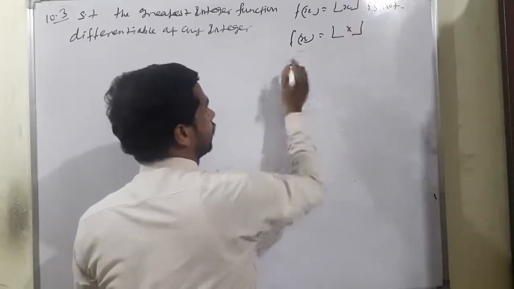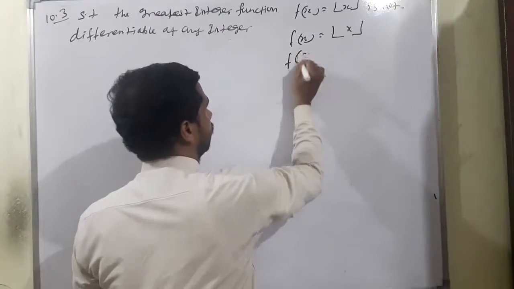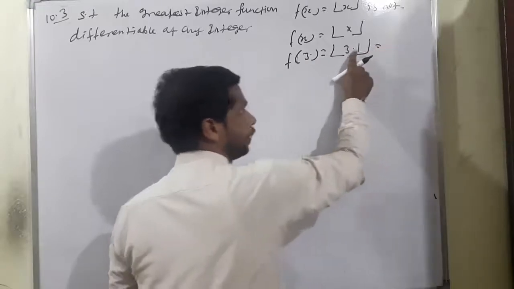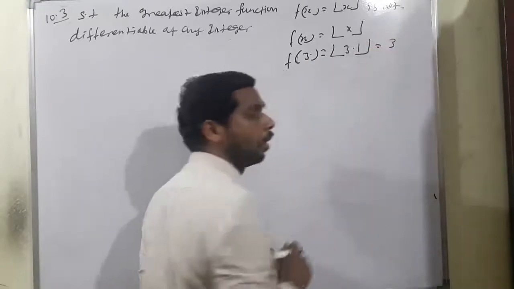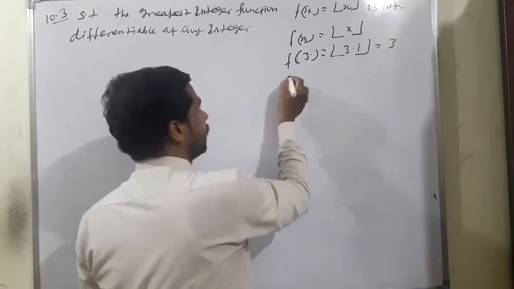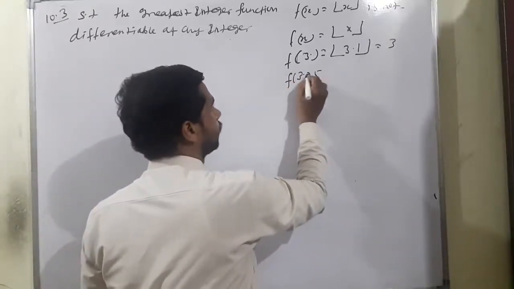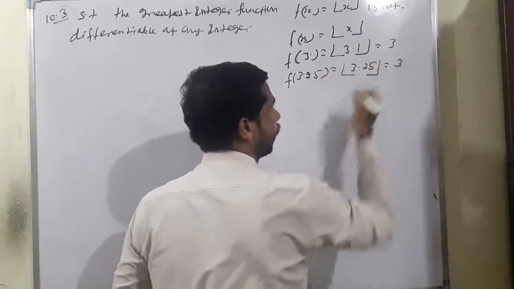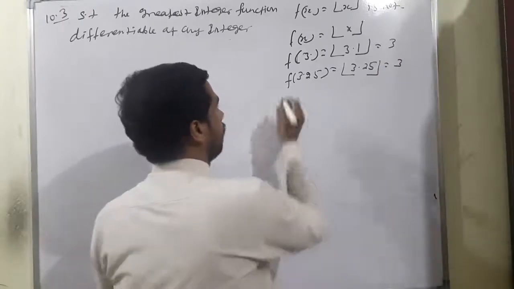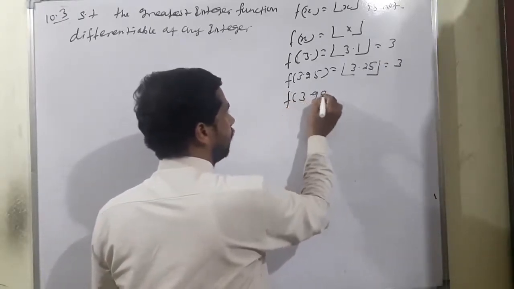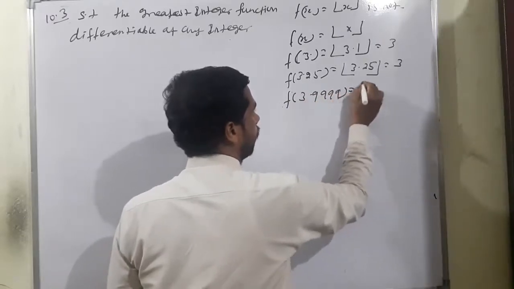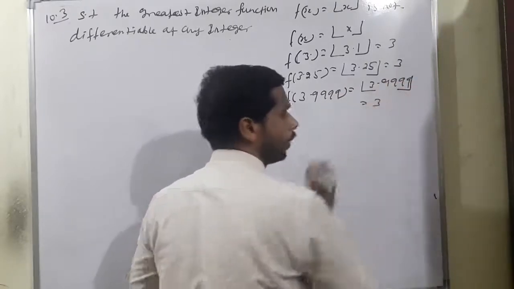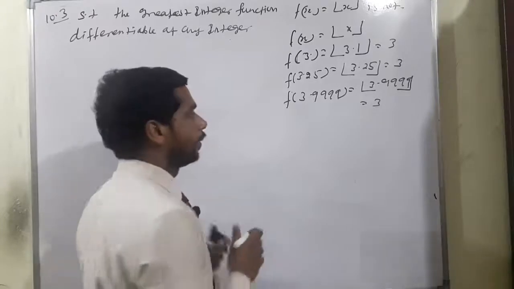Now f(x) = [x] means, for f(3.1), we ignore the decimal point and only the whole number value will come, that is 3. In case of f(3.25), what is the value? If you apply the greatest integer symbol to 3.25, the value will also be 3. For 3.999 something, applying the greatest integer function, only 3 will come. The decimal points will be ignored.